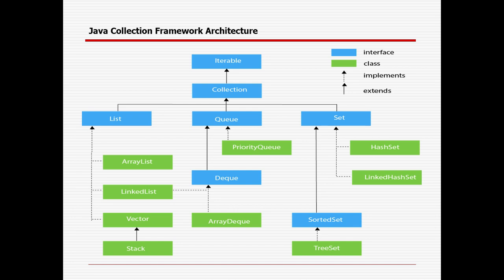So here, whatever is the blue color, these are the interfaces, and whatever is the green color, these are the classes. Whatever has a solid arrow mark is called extending, and wherever it is a dotted arrow, it is called implementation. Because you already know from the last lesson, class to class it will be extending, interface to interface it will be extending, but from class to interface it will be implementing, right?